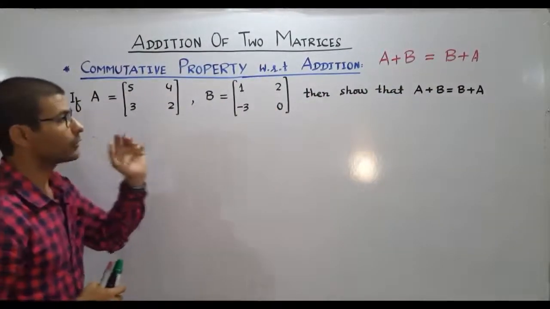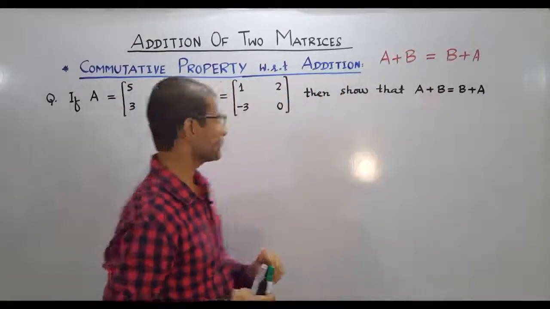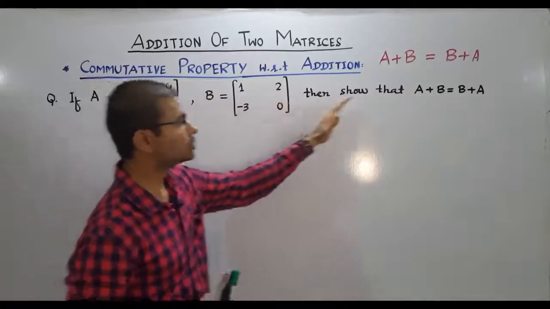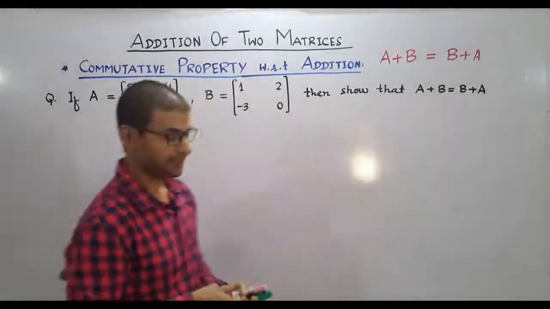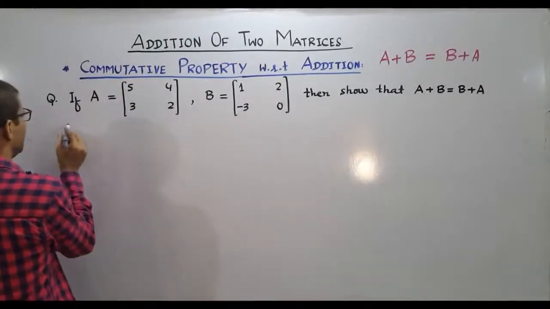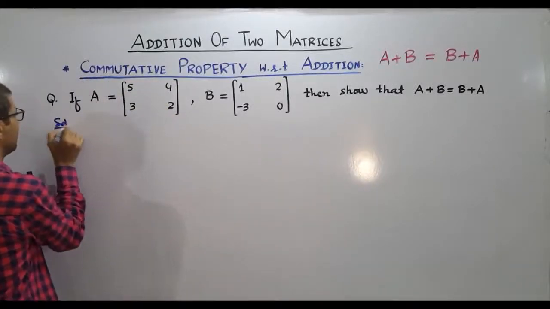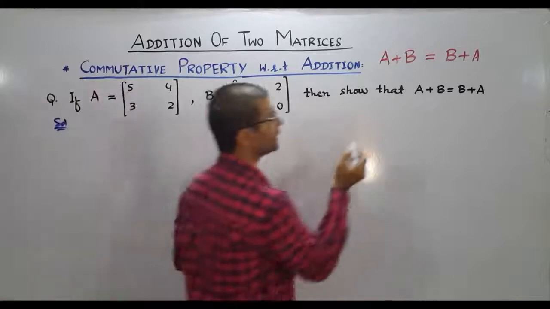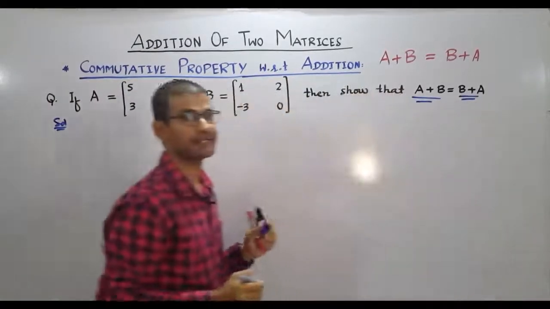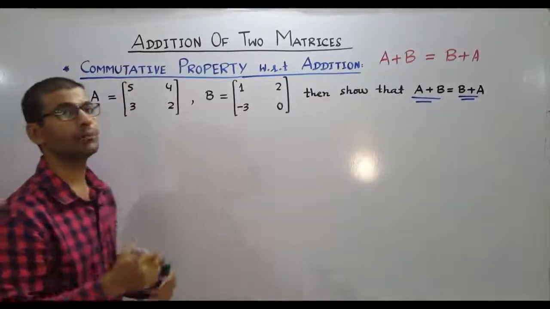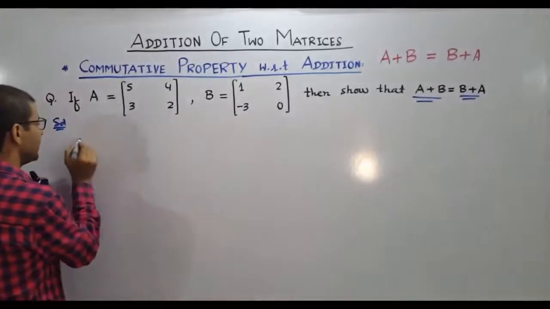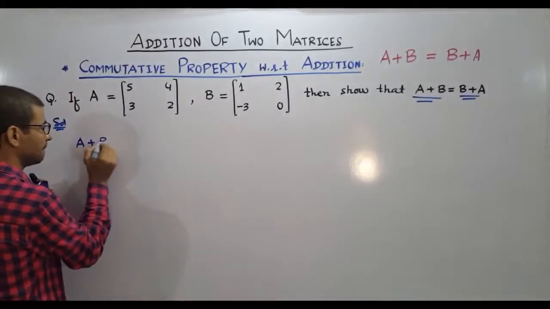In question, we are going to prove this property. If we have two matrices A and B, then show that A plus B is equals to B plus A. For this, first we evaluate A plus B, then we will evaluate B plus A, and at the end we will compare both the results.